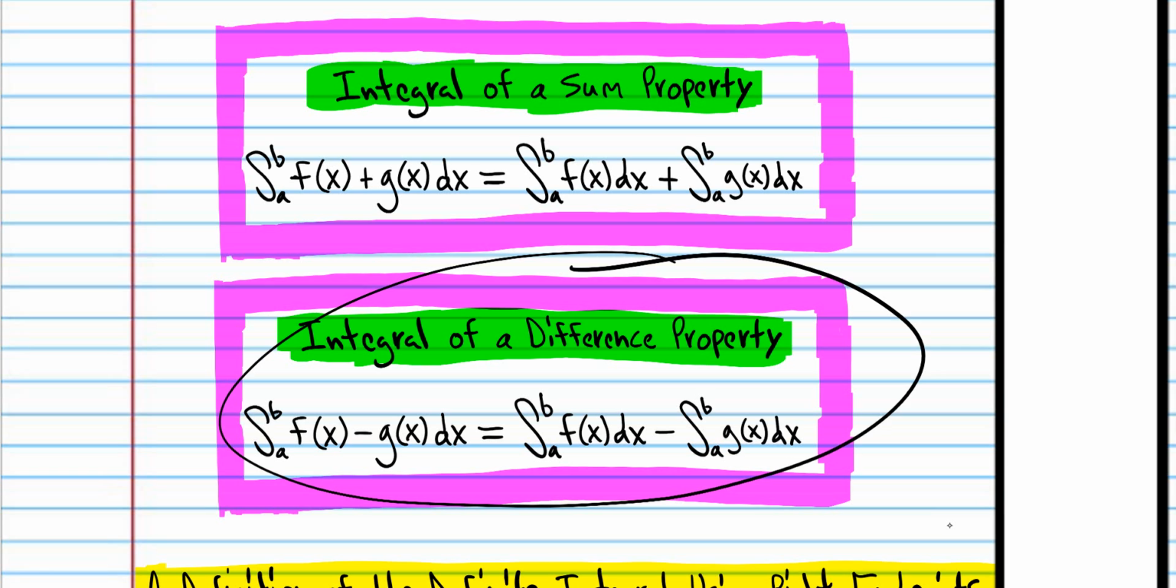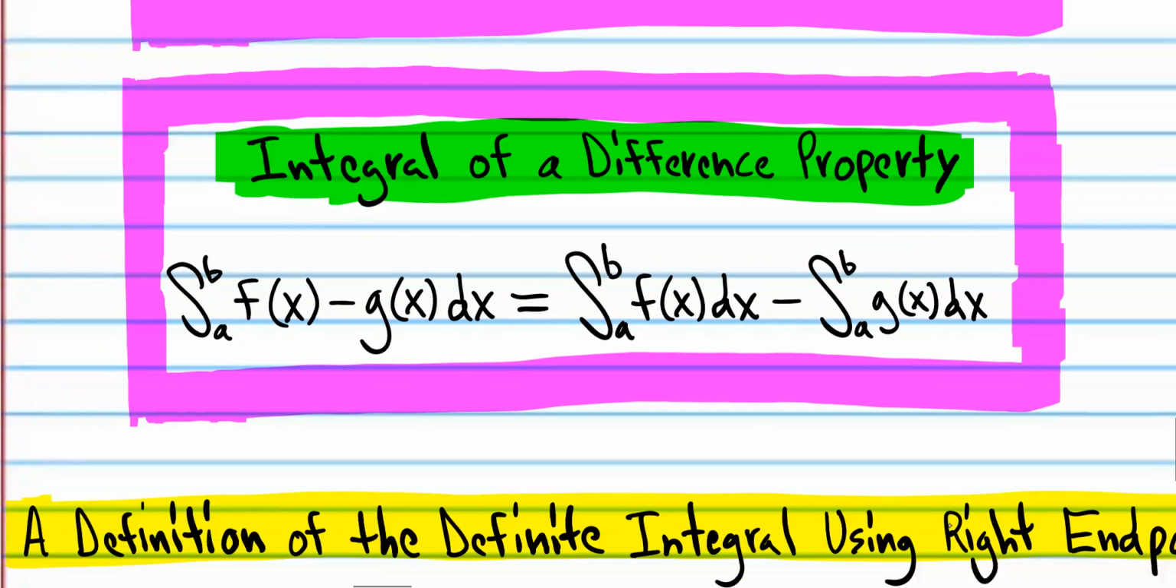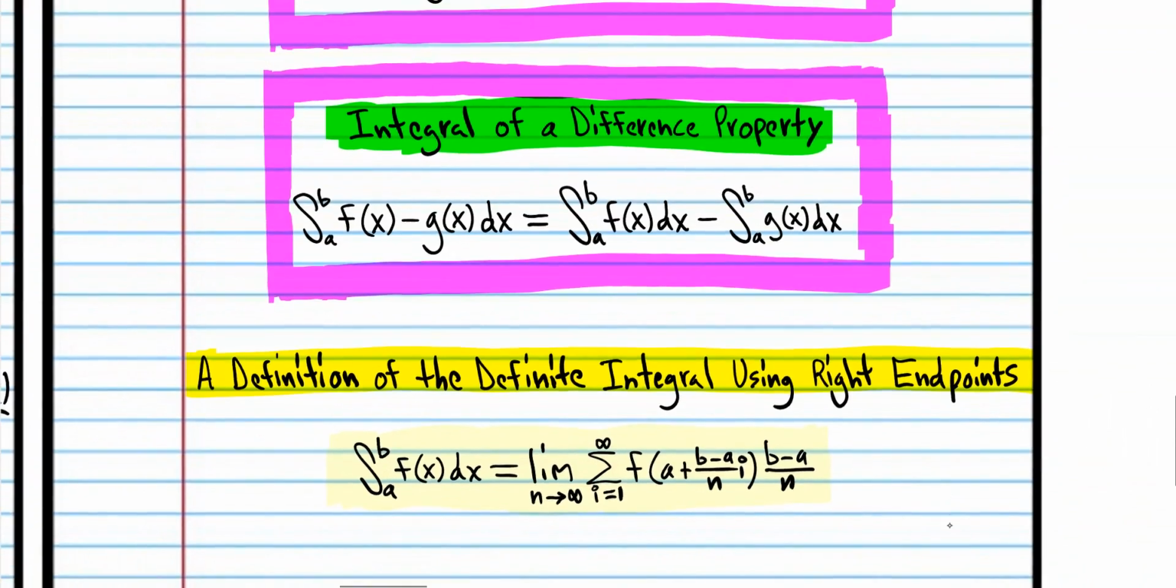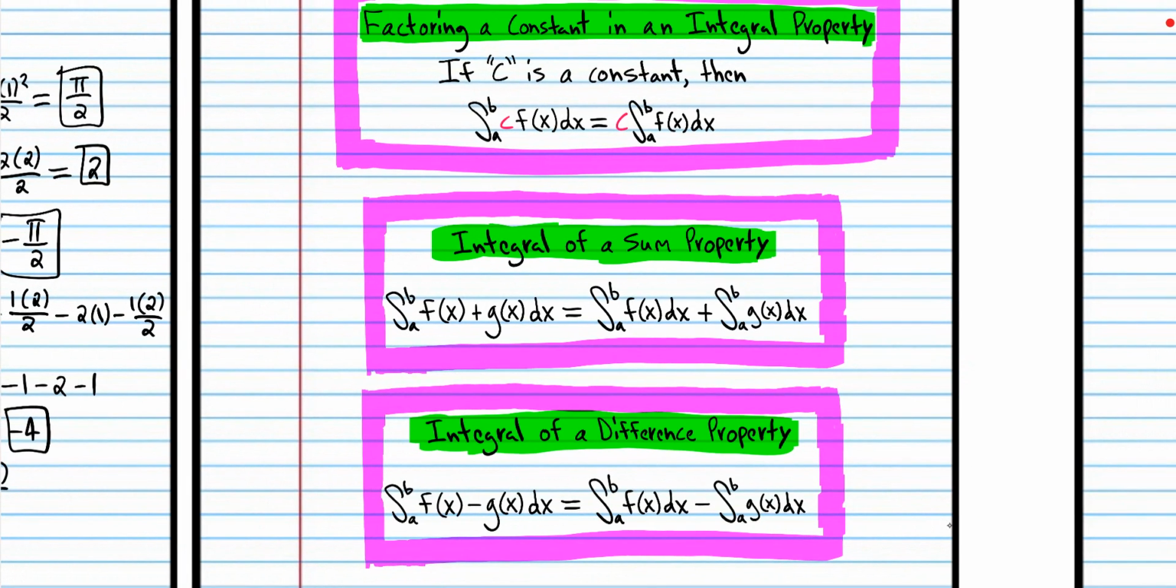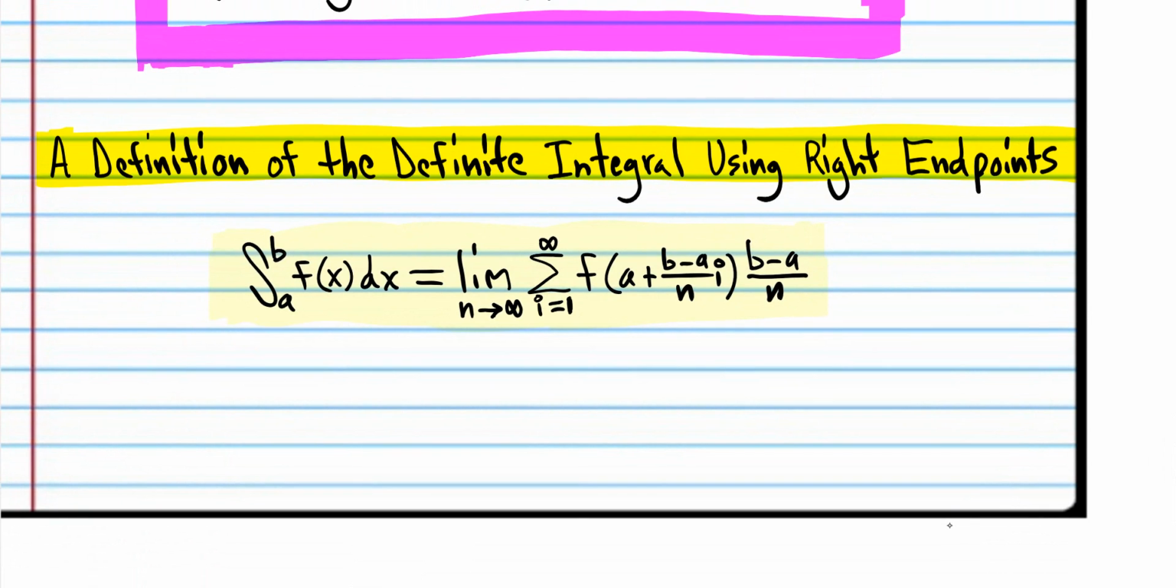So we also have the integral of a difference property. So if you want to integrate some expression minus another expression, you can integrate the first expression and then subtract the integral of the second expression. Now, how do we know that this works? Well, the definition that is given for the definite integral is this expression here, and we're using right endpoints, so you don't have to use right endpoints. You can use any endpoints you want. But in this curriculum, we're using right endpoints. It's just convenient to do that.